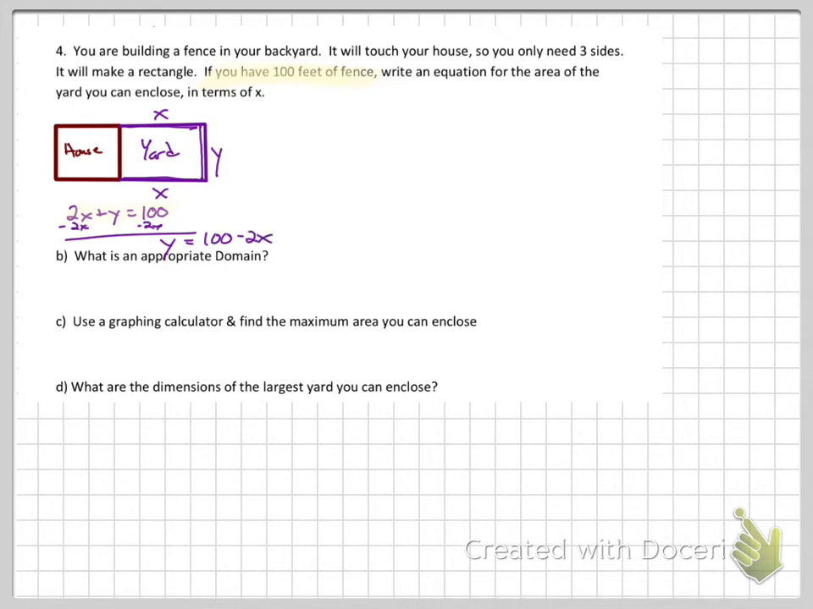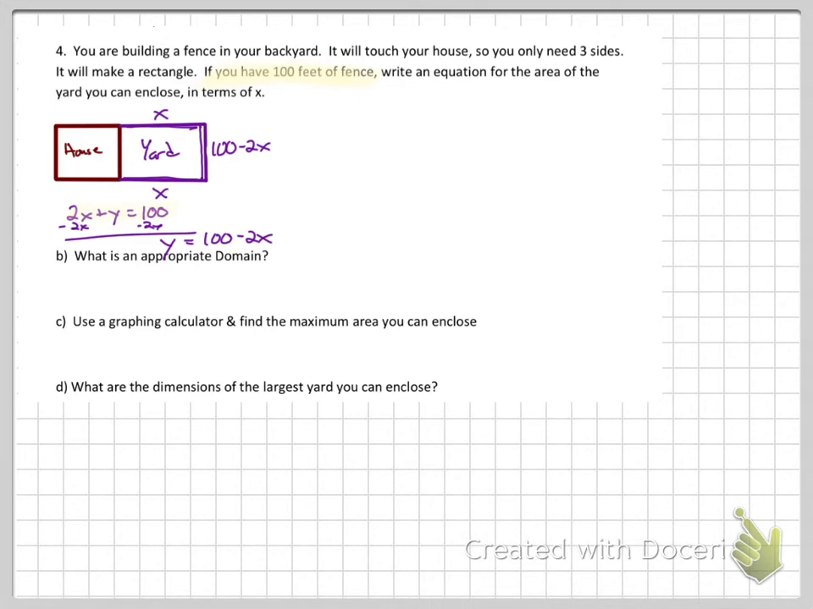It's always better if your labels have the same variable. So in my picture, I'm going to erase the y, and I'm going to write 100 minus 2x there, because that's how much fence I have. That's what y equals. Then it says, write an equation for the area of the yard.